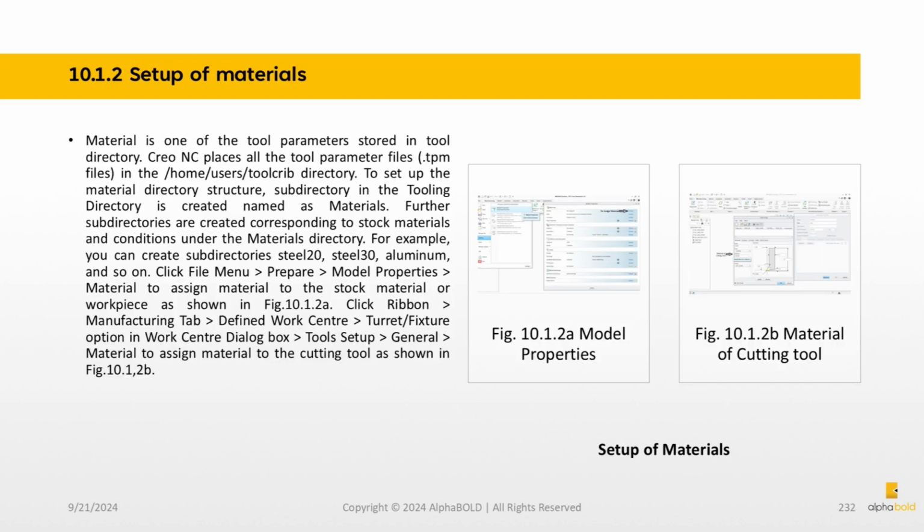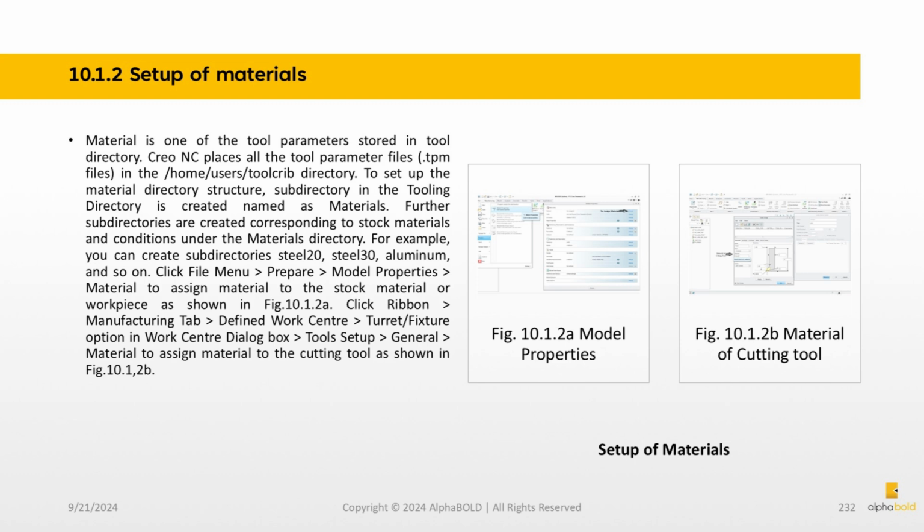Material is one of the tool parameters stored in the tool directory. Creo NC places all the tool parameter files, .tpm files, in the /home/users/toolcrib directory. To set up the material directory structure, a subdirectory in the tooling directory is created and named materials. Further subdirectories are created corresponding to stock materials and conditions under the materials directory. For example, you can create subdirectories steel 20, steel 30, aluminum, and so on.